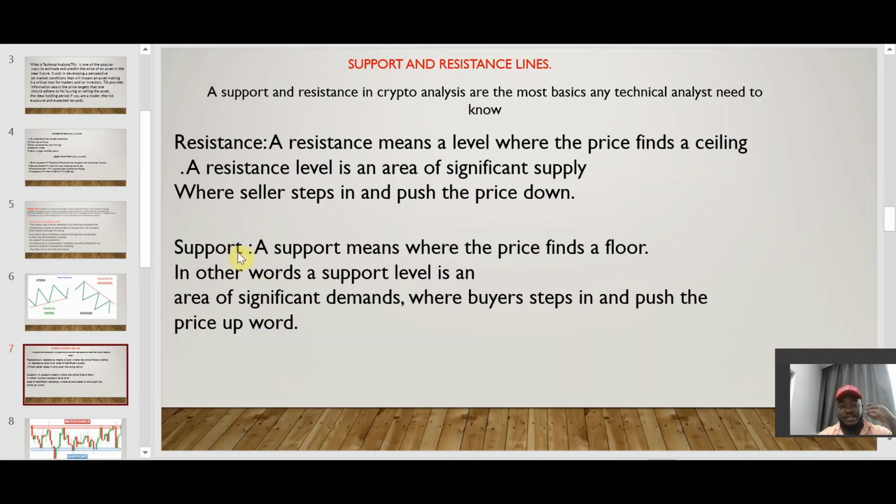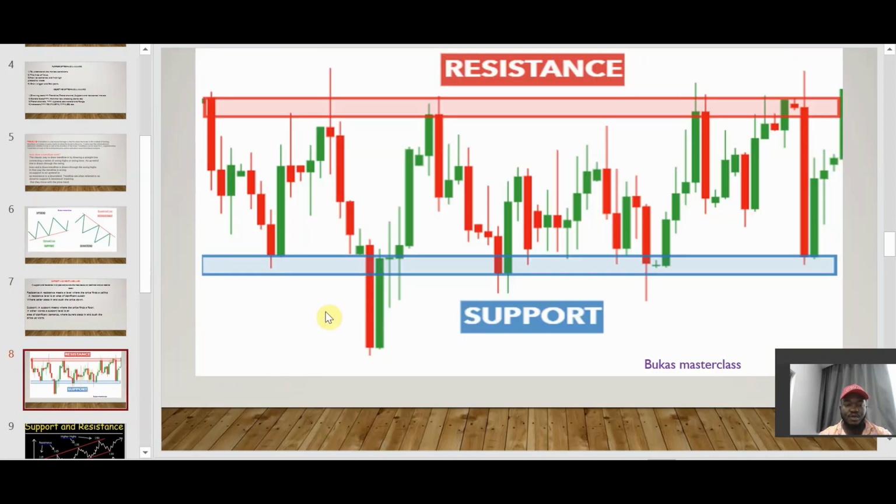And also, a resistance level is where price has reached, and didn't break up, and is pushed down. This level is known as a resistance level. Let me show you what I mean. You see, this place is a resistance level. The price reached here and fell. Okay, the price has reached here and fell down.